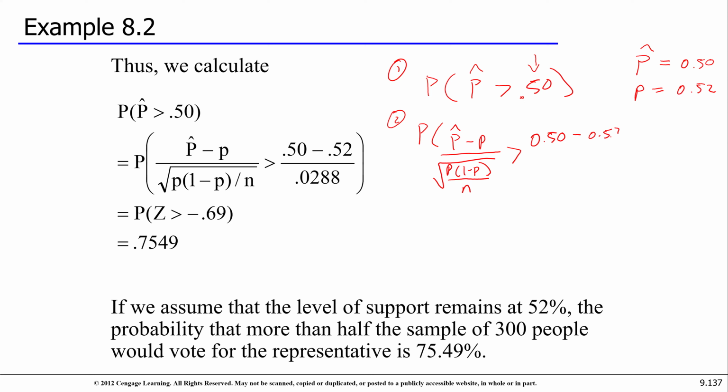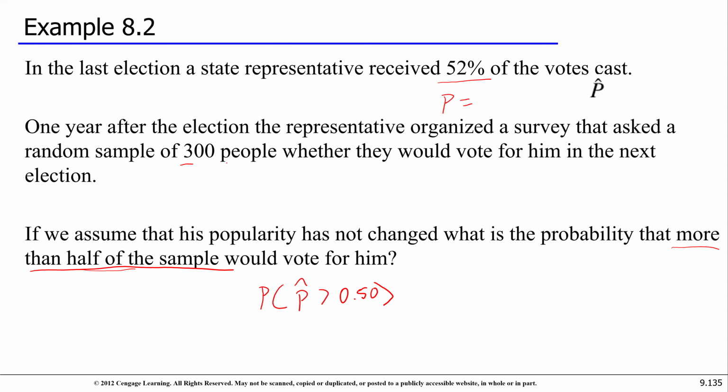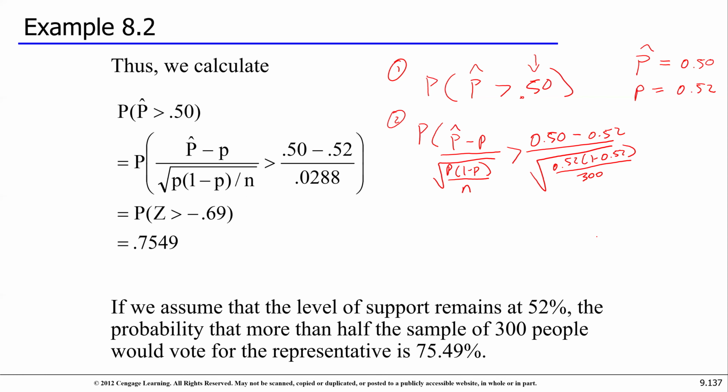So 0.52 over the square root of 0.52 times 1 minus 0.52, and it says 300 people. Again, I'm getting all that from the problem itself. So it says random sample 300, p is 0.52. And then what we want to test is what we assume. We want to find the probability that more than half the sample. So these are all the things you need to know.